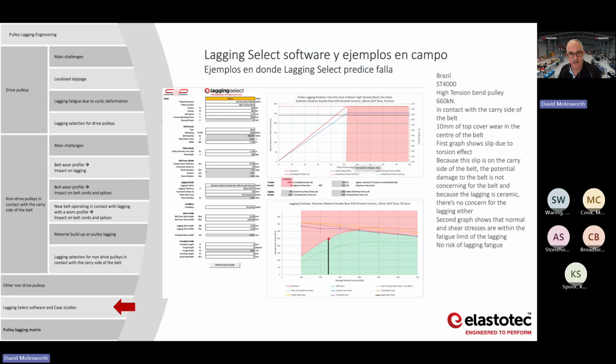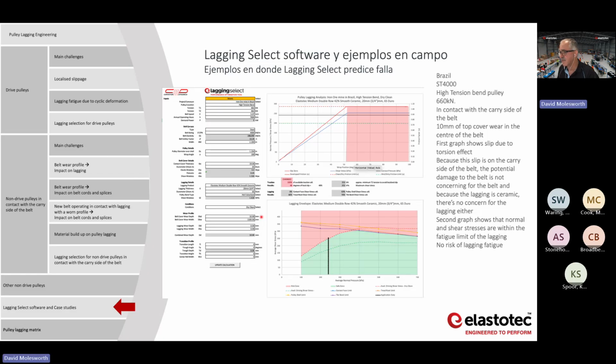And then down here in the fatigue side of things, this black line is the operational line, and you can see that it's below the tread root fatigue limit, it's below the tile bond fatigue limit, it's below the lagging to shell bond limit. So basically what this is telling us is that this lagging can handle this service. Now, I should have mentioned earlier over here, this calculation's been done with 10 mil of belt cover wear.